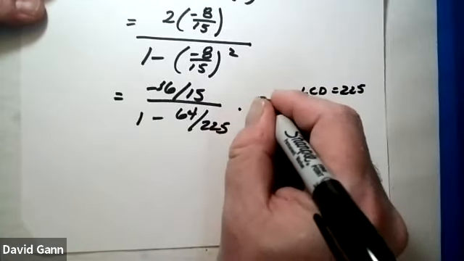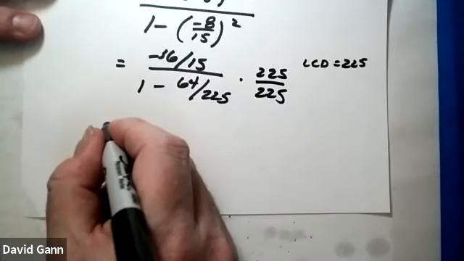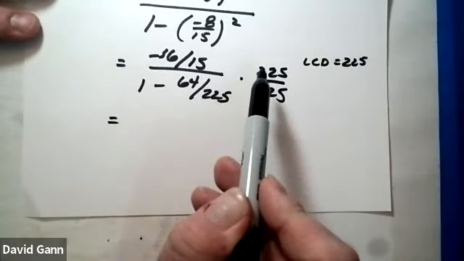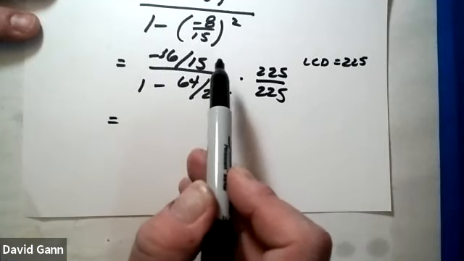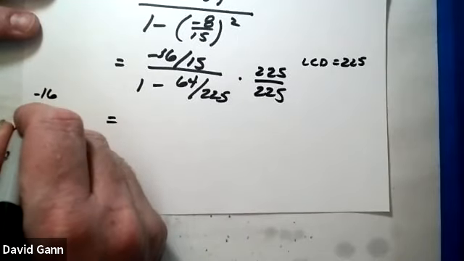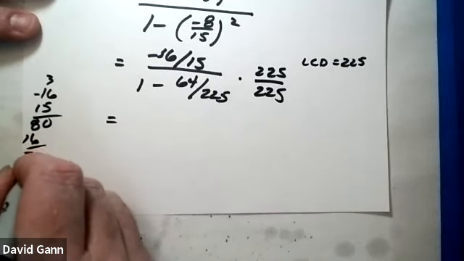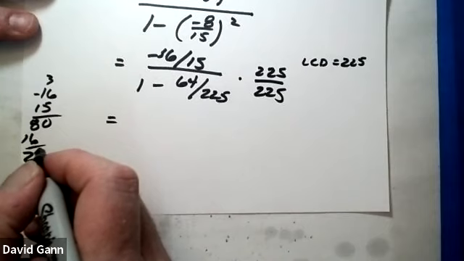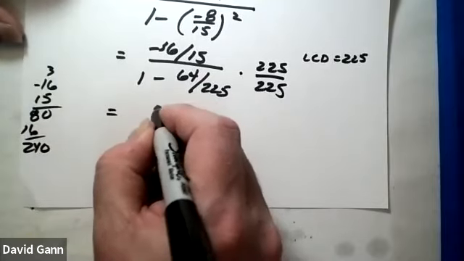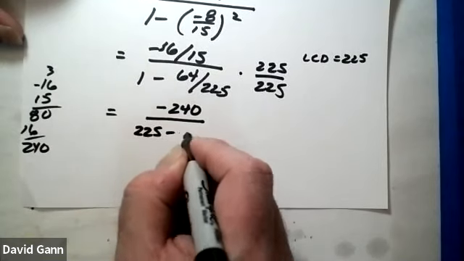So I'm just going to end up multiplying top and bottom by 225. So the top, this is going to get a little ugly. This is going to reduce that by 15. So it's going to be negative 16 times 15, which I'm not quite sure what that is right offhand here. Negative 16 times 15, I believe we've got 240 negative. So this will be negative 240 divided by 225 minus 64.